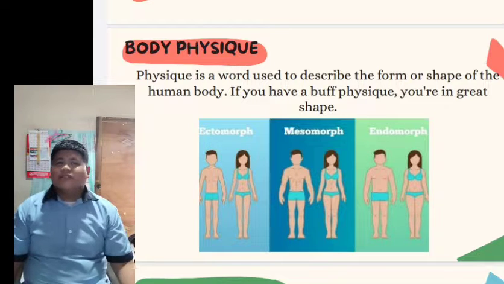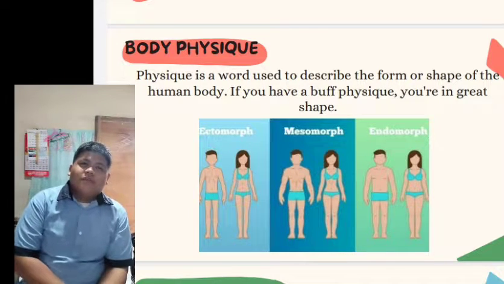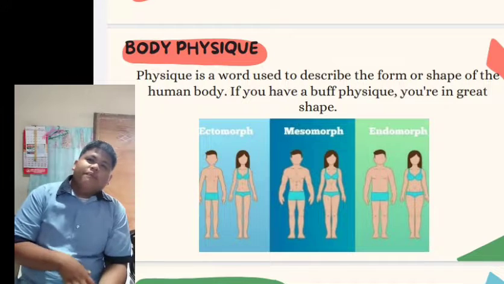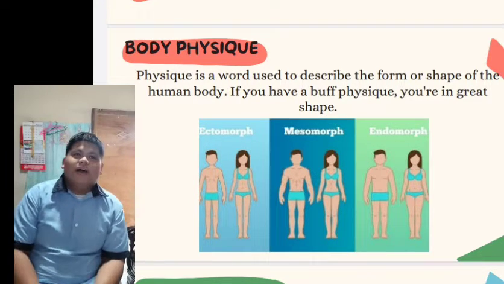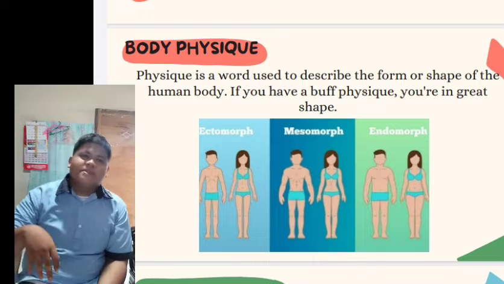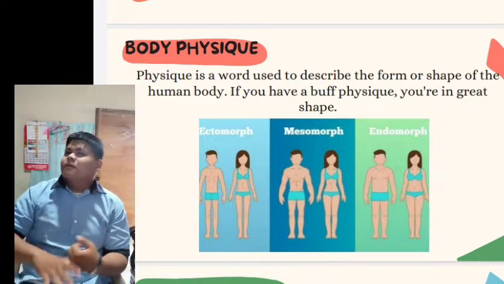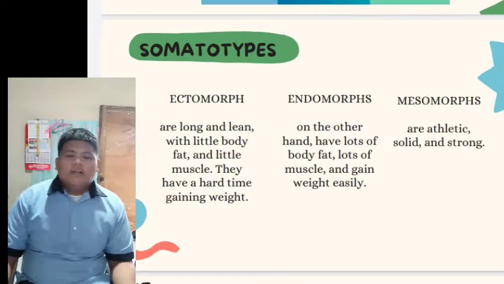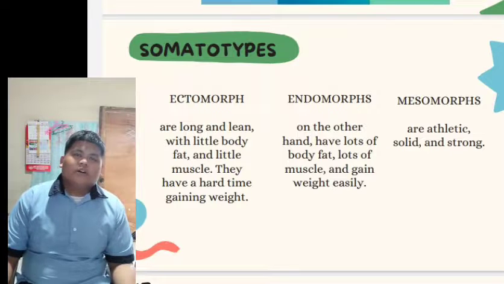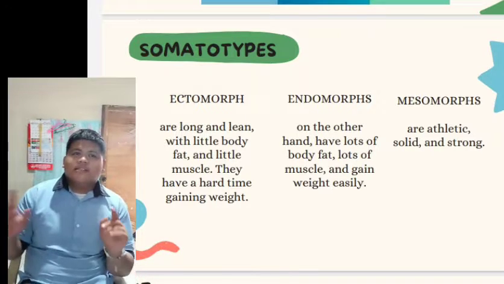Physique is a word used to describe the form or shape of the human body. If you have a buff physique, you're in great shape. Body physique has 3 types: the ectomorph, mesomorph, and the endomorph. Here are the somatotypes of body physique. The first one is the ectomorph.